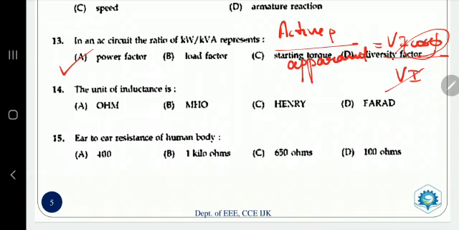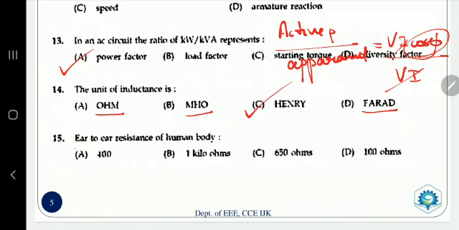The unit of inductance is, the answer is Henry. The answer for question number 14 is option C, Henry. The other units are very familiar to us. Ohm is resistance. Mho is admittance. Farad is for capacitance. Okay, next question, question number 15.